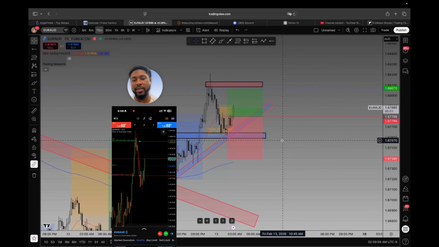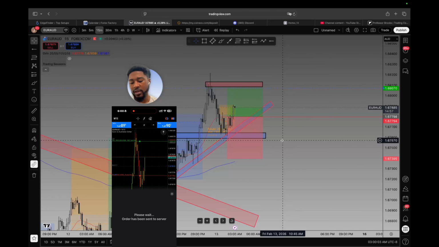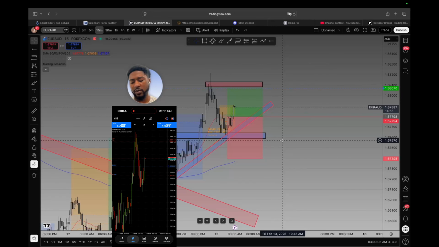I'm just trying to protect my capital. That's all I care about. So I'm gonna move one position to break even. I'm still gonna keep one position floating because it's still closer to my second entry right there. So I'll leave one at break even, one running.